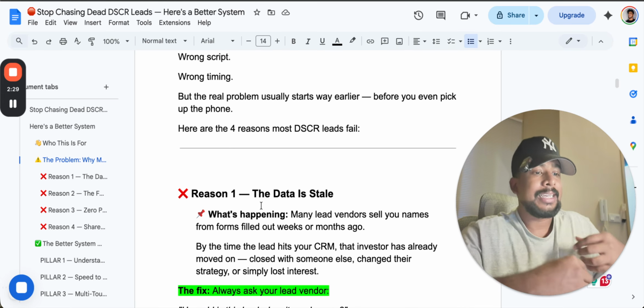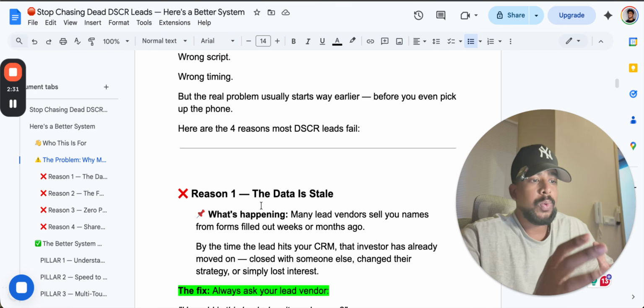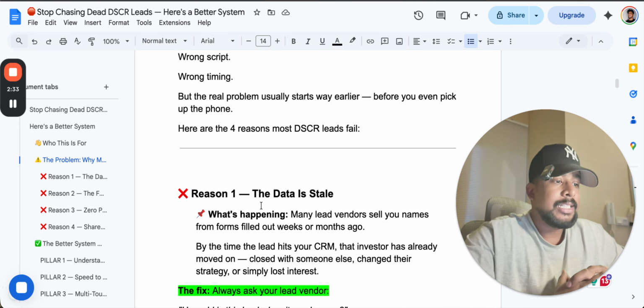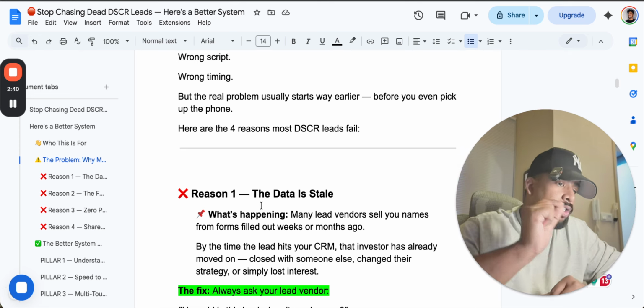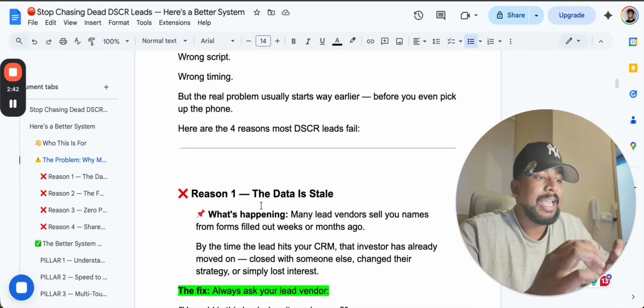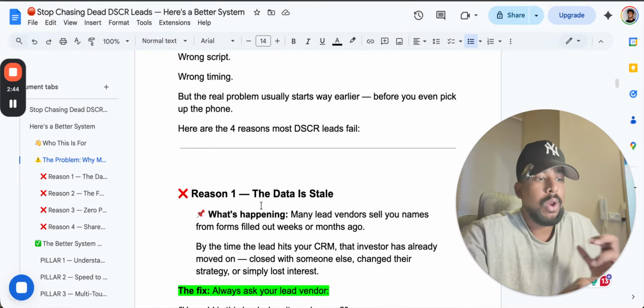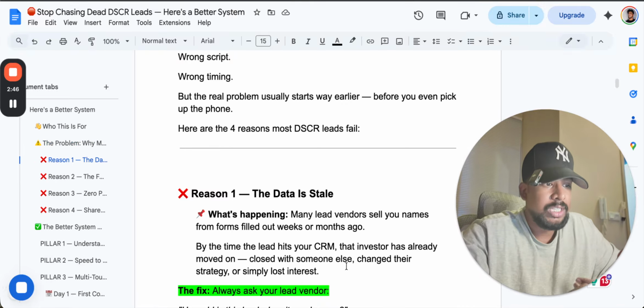Number one, the data is stale. Now what's happening over here? See, many lead vendors sell you a name from a form filled out weeks or months ago. So by the time the lead hits your CRM, the investor has already moved on. Maybe they have closed with someone else, or they have changed their strategy, or simply lost interest.